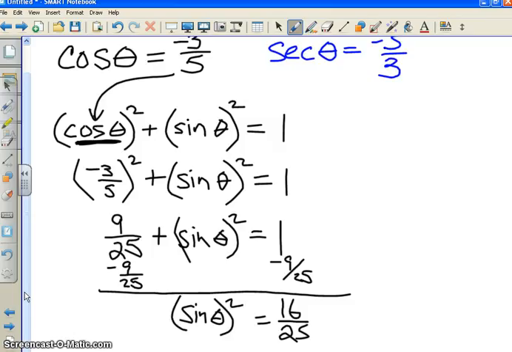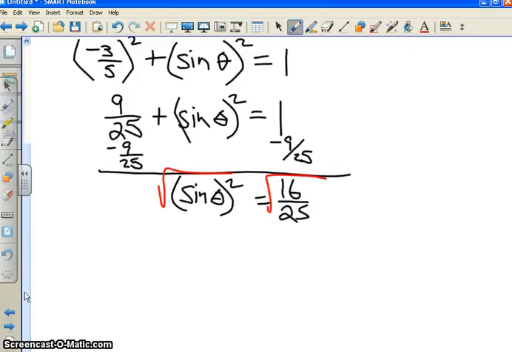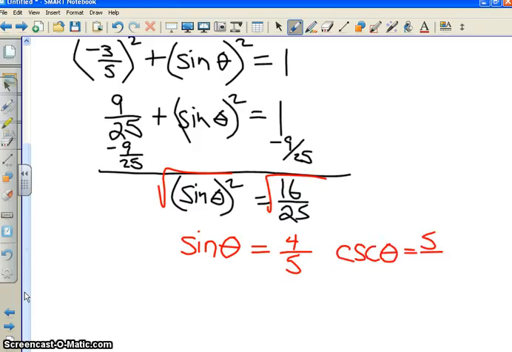Just like at the end of Pythagorean theorem, you have to square root to get rid of the square. And the square root of sine squared is just going to cancel out the squares. And the square root of 16/25 is the same thing as the square root of 16 over the square root of 25. And bam, sine of theta is 4/5, which would then tell me cosecant is the reciprocal of that, 5/4.